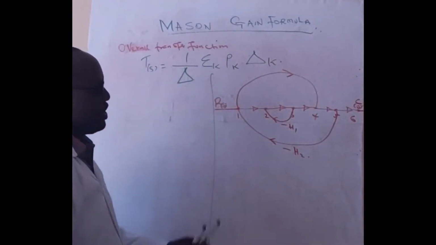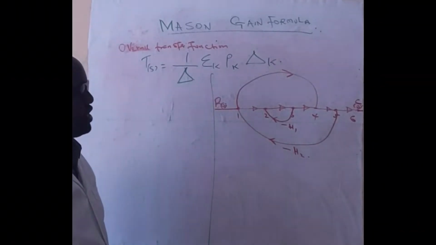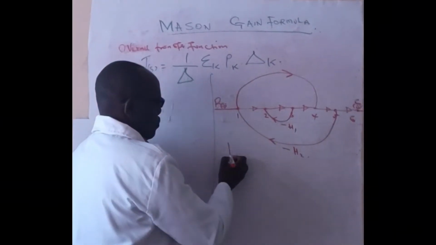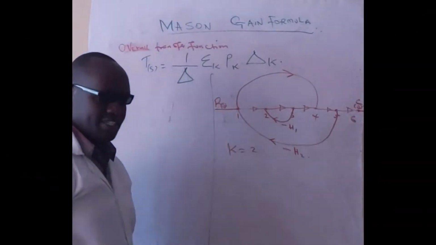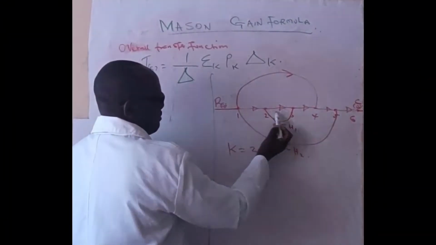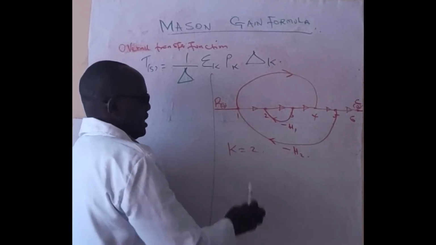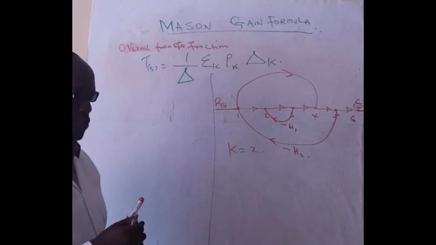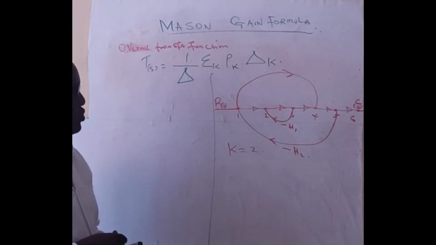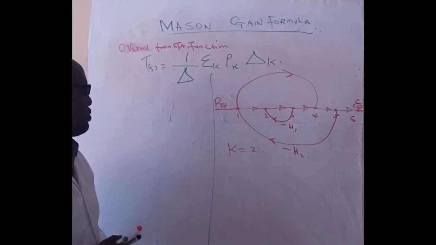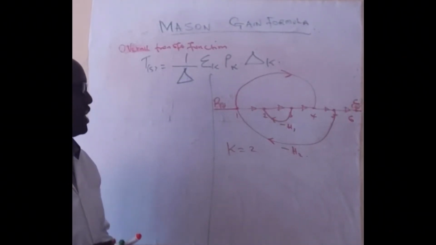So based on our signal flow graph which we have been given, we've got two forward paths. So it is this one, which is number one. Number two is this one. So we've got two forward paths.